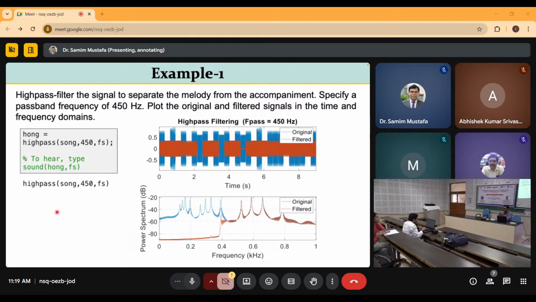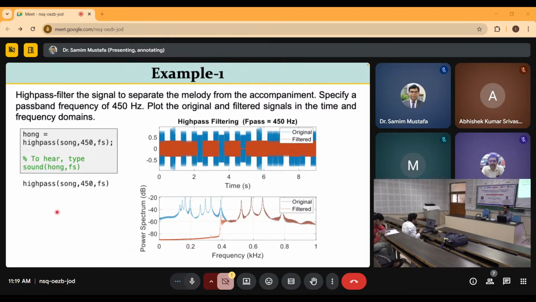Okay. So this type of application is very relevant for structural health monitoring whenever you do certain type of filtering. Okay. So you have to wisely select what the cutoff frequency is.